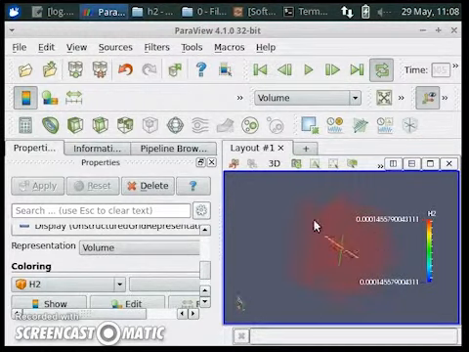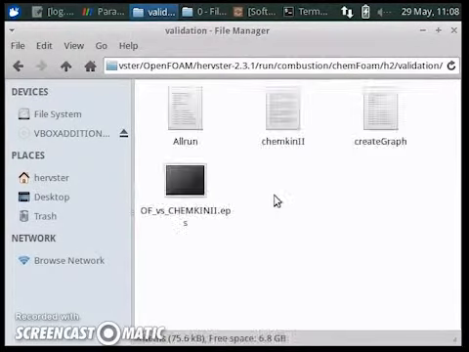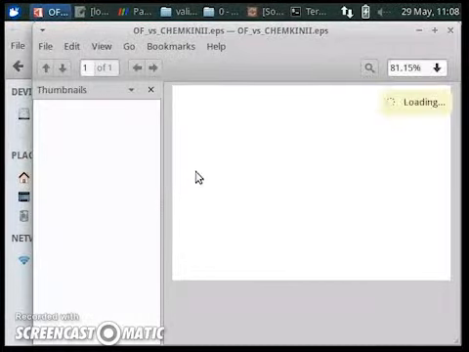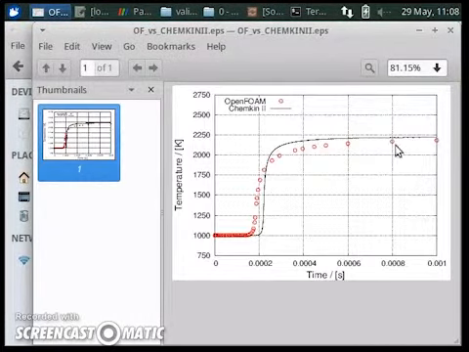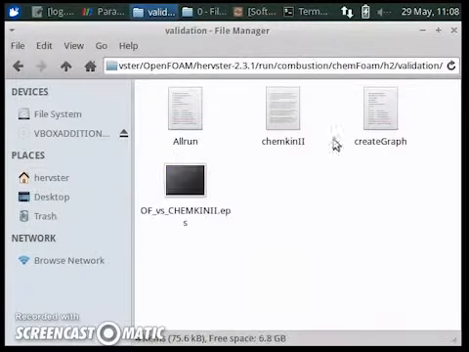OpenFOAM also creates a graph of the reaction. You can see here is OF versus ChemKin2. It relates it to the prospective values from ChemKin, which is another combustion solver. These graphs are visual representations of the fuel during the combustion time step and show the increase in temperature and dispersal of the substance.